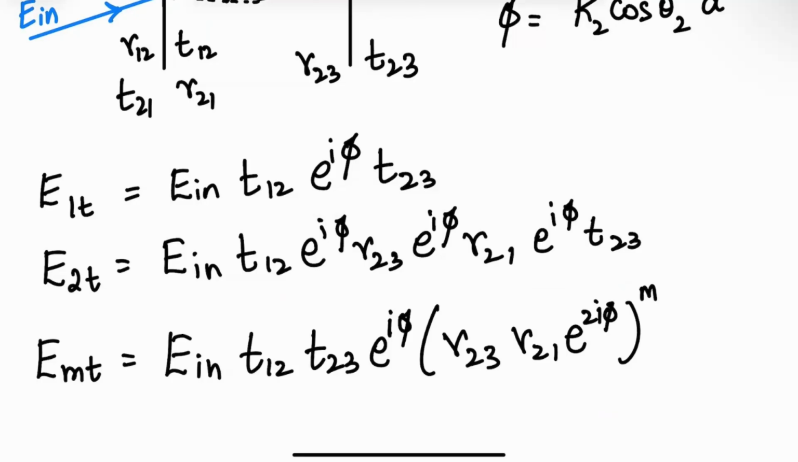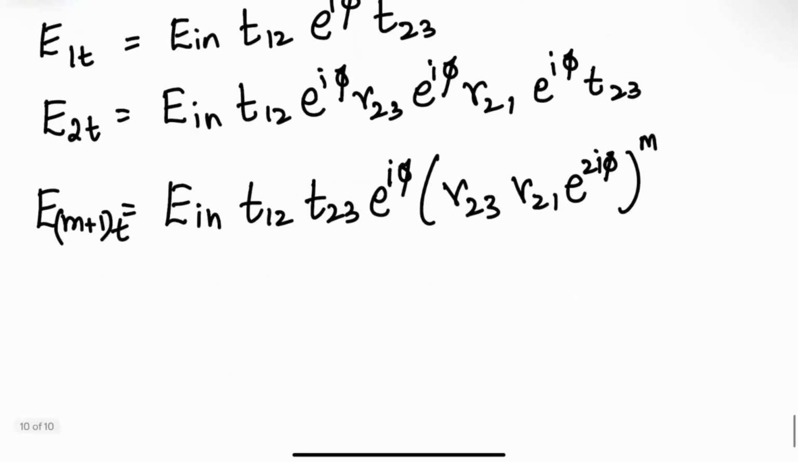So maybe I should say this should be m minus 1. M plus 1. So when m is 0, you get this case.